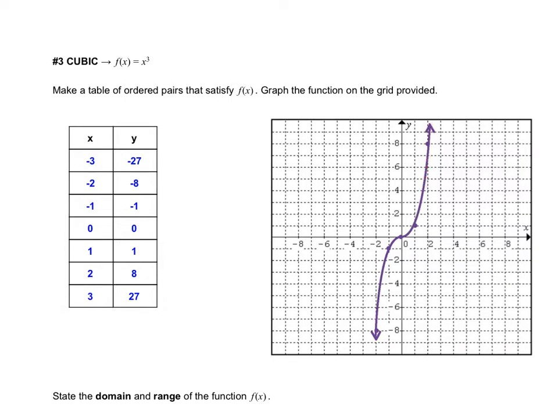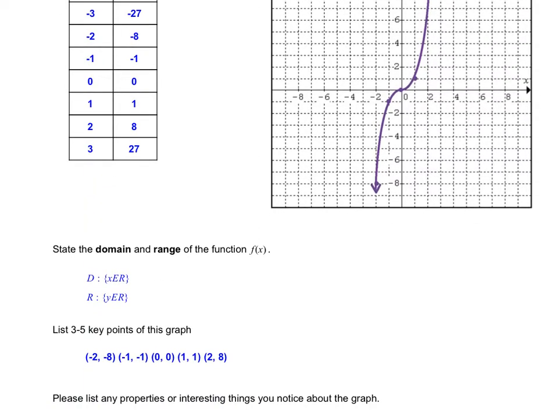So it's not all in the positive region. And because we have it extending to the positives and the negatives, our domain and our range are both an element of all real numbers. So x is an element of all real numbers, y is an element of all real numbers. No restrictions at all. And then for the key points, I just chose the values from -2 to 2.